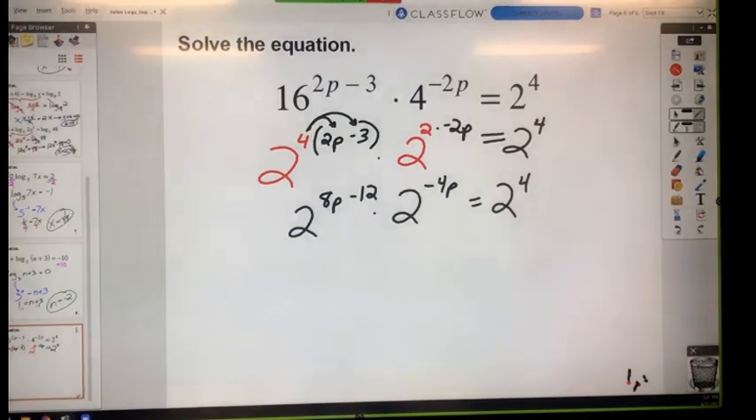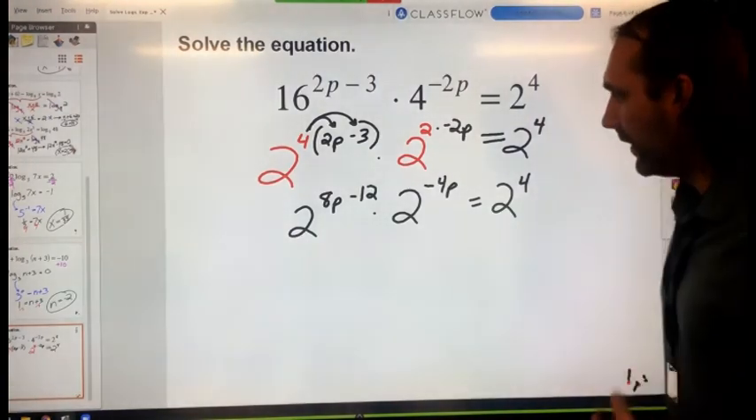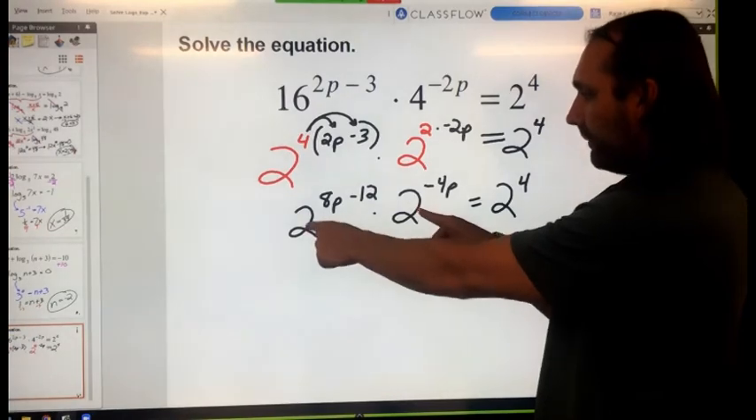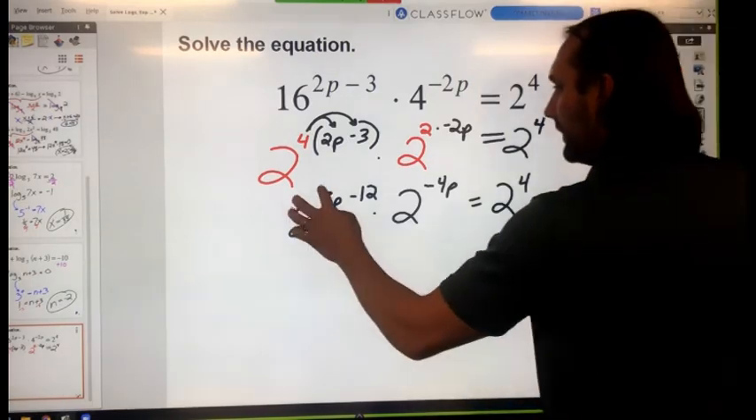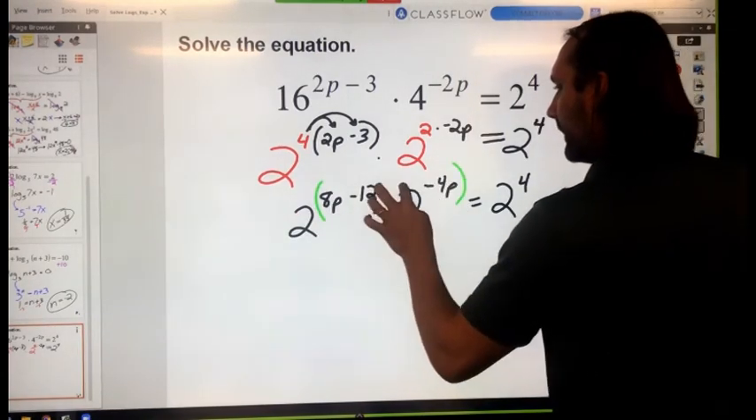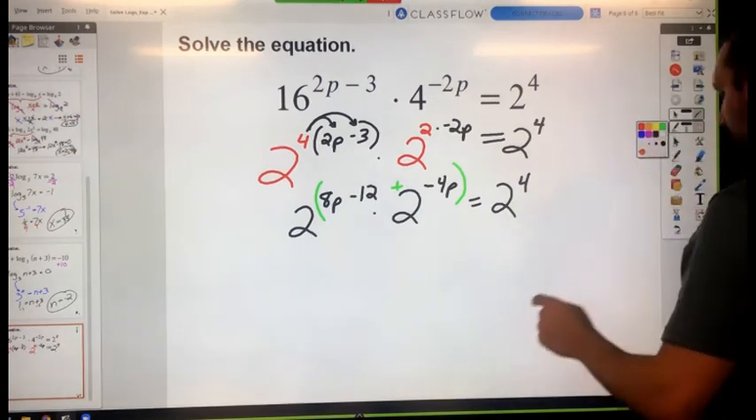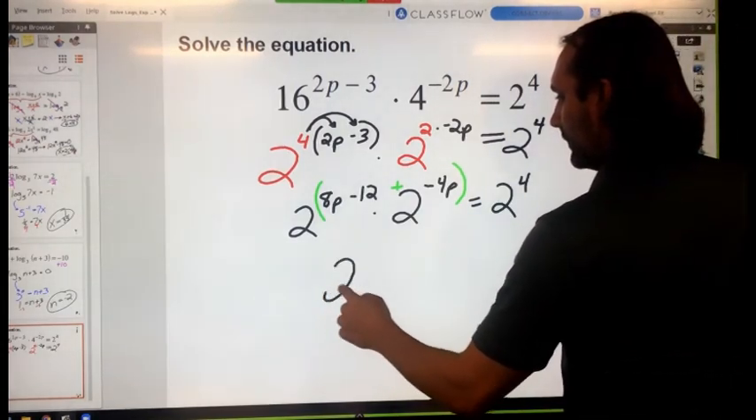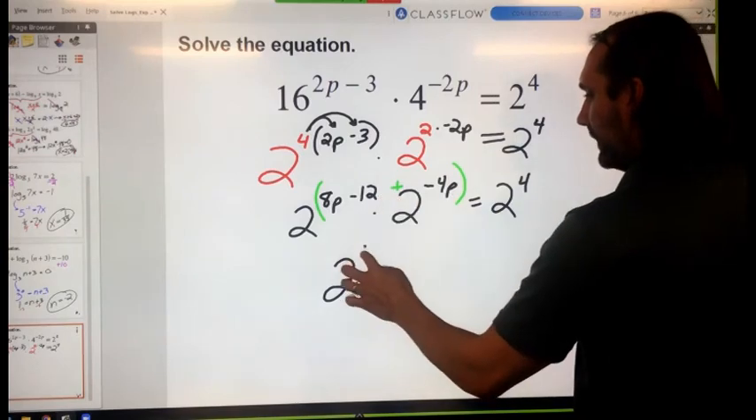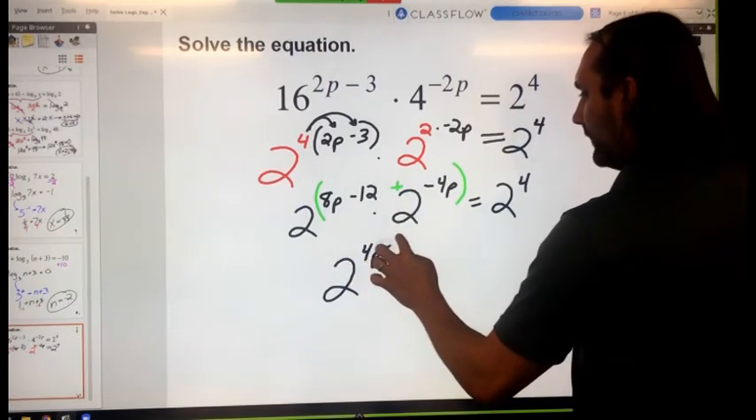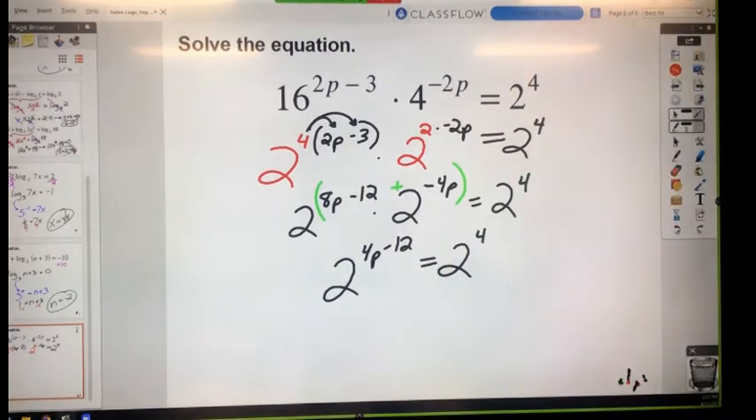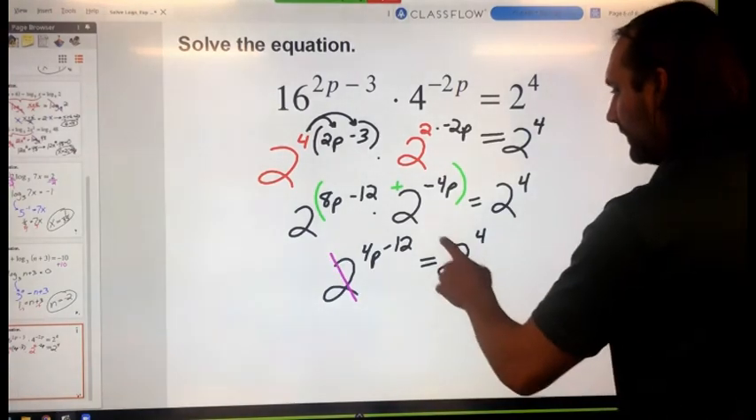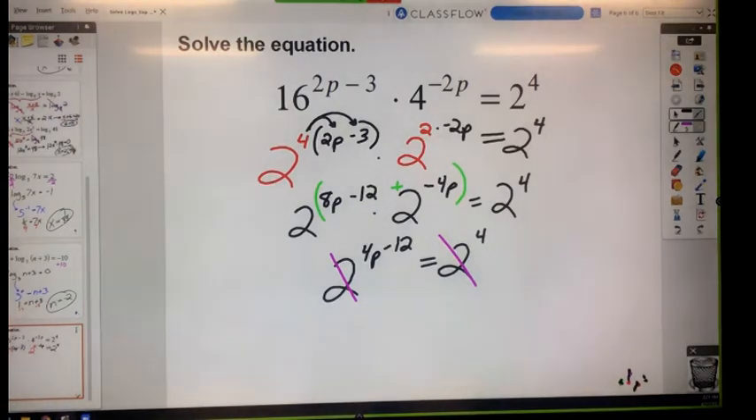I did that because let's use our law of exponents. What happens when you have 2 exponents of the same base? You do what with the powers? Add them. So I'm going to look at these values here and add them together. That's going to give me 2 to the power of 8p minus 4p is 4p minus 12 equals 2 to the power of 4. Now I can go ahead and get rid of the base. So since these are equal, let's ignore them and focus on our exponents.